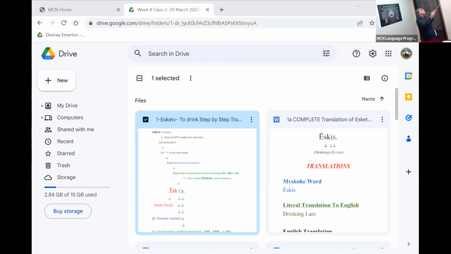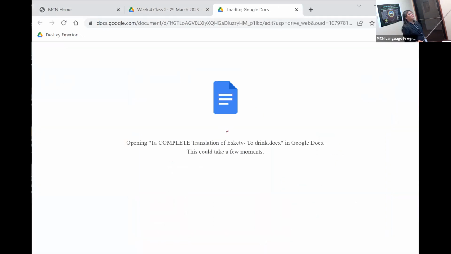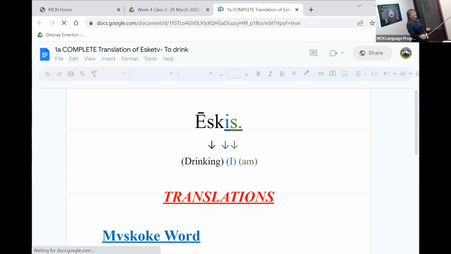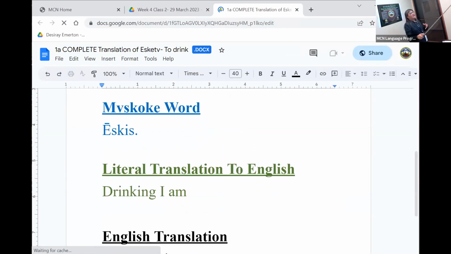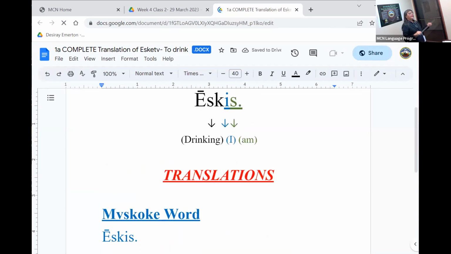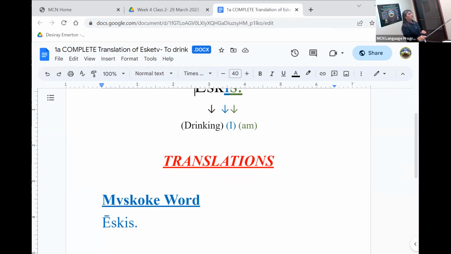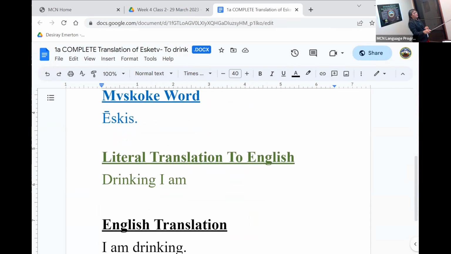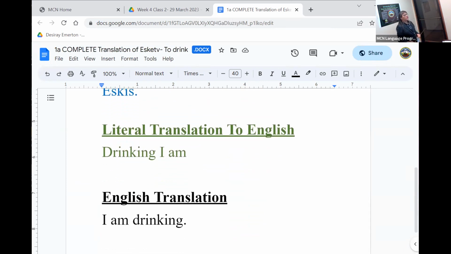And I did make some sentences, and they're all here. I show you guys this in several different forms so maybe something will stick, because for me sometimes one thing doesn't stick but another one does. You see the ESK is drinking, you've got the I and the S with the period, am. The Mvskoke word is iskis. The literal translation is drinking I am, and the English translation is I am drinking.